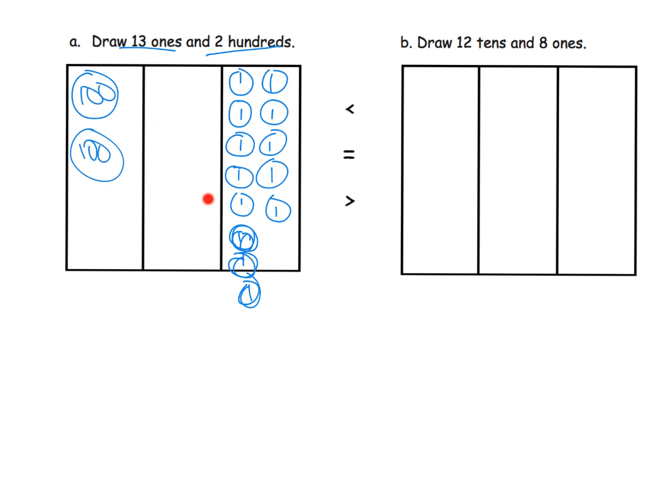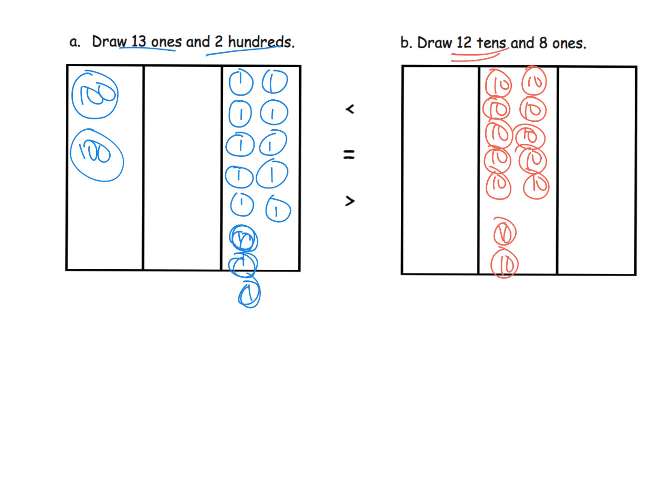Teachers, notice I'm leaving the tens place blank. We're not worrying about labeling ones, tens, hundreds, although it would be a perfectly fine thing to do. Now we're going to model this number over here. It says draw 12 tens. So that's going to be 1, 2, 3, 4, 5, 6, 7, 8, 9, 10. So there's our 10 tens. And then we're going to draw two more tens, and there's our 12 tens. Now we're supposed to draw eight ones, so 1, 2, 3, 4, 5, 6, 7, 8.